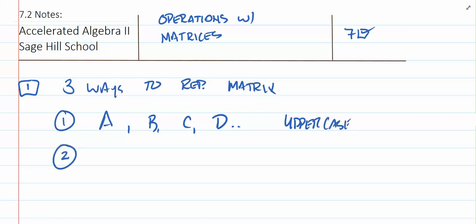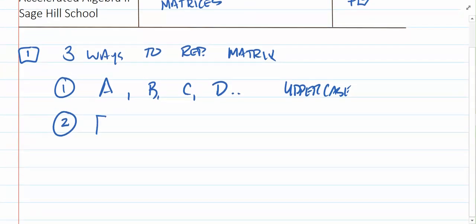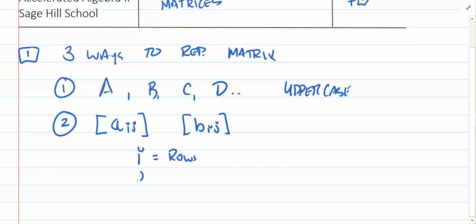The second way that we sometimes see matrices represented is with brackets, with entries like A_ij, or we could talk about matrix B_ij, where the i represents the rows and the j represents the columns. So you might see Aij or Bij with brackets around it. That's the second way we could talk about a matrix. So we have uppercase letters, and we have these entries.